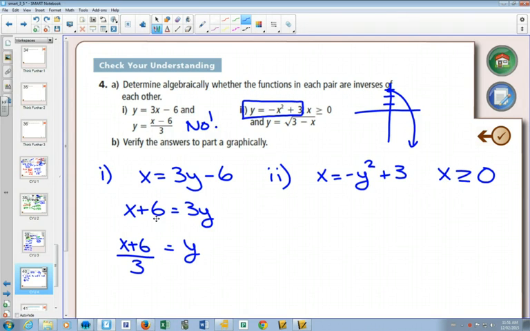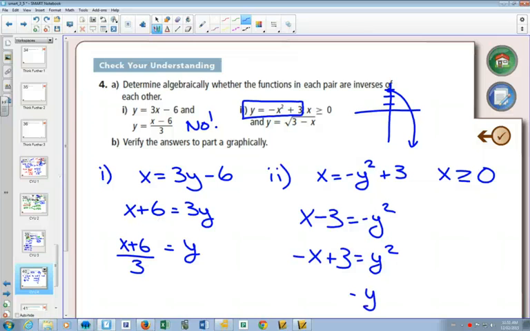So algebraically, when I go to solve this one, I switch the x and the y. I subtract the 3 on both sides, multiply everything by a negative. Negative x plus 3 equals y squared, and square root both sides. Everybody agree that negative x plus 3 is the same as 3 minus x? Just because that's how it was written here. So I would get square root plus or minus 3 minus x. Now the question is, will that be the positive one or the negative one?